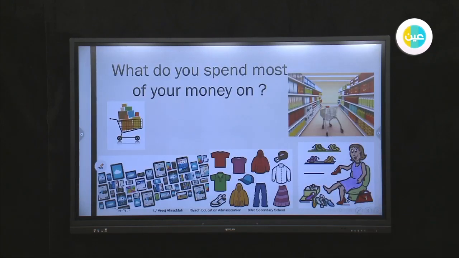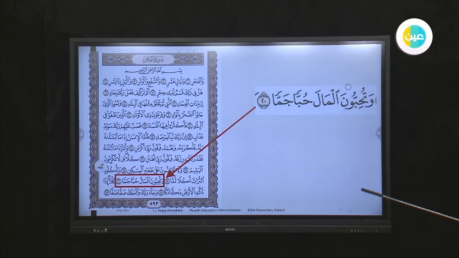Okay, what do you spend most of your money on? Maybe shopping, maybe in the supermarket, maybe when you like to buy smart phones or smart things, and also clothes.